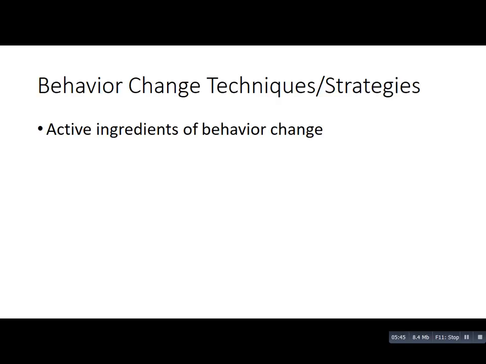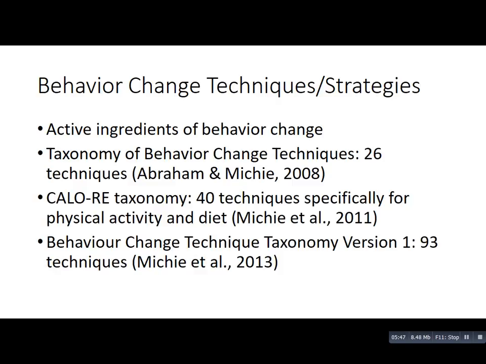Michie and colleagues have developed three different taxonomies, starting from 2008 with 26 techniques, going to 2011 where they came up with 40 techniques that are very specific for physical activity and diet, and the most recent one is a taxonomy with 93 techniques. So if you want to consider physical activity and diet interventions, then I would always go to the CALO-RE taxonomy, which has 40 behavior change techniques that you can use to actually impact behavior.